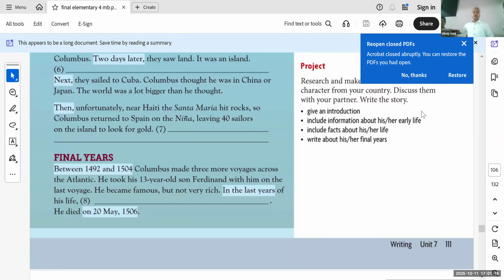Final years. Between 1492 and 1504, Columbus made 3 more voyages. He made 3 more voyages. Voyage means what? Journey. A sea journey is called a voyage.